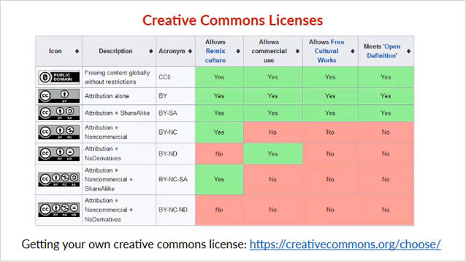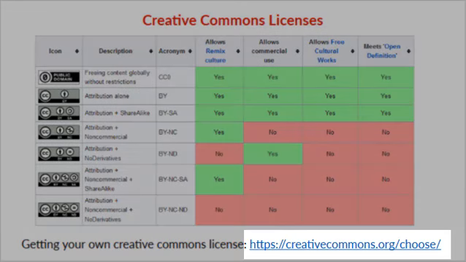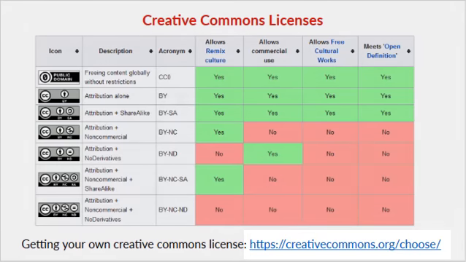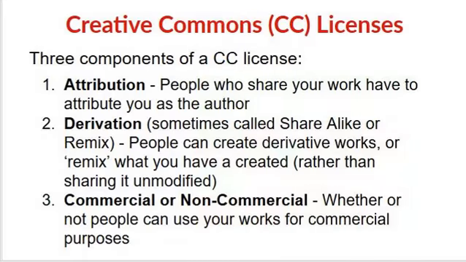This chart demonstrates the different licenses available. If you click on the website below, you will see the website where you can create your own Creative Commons license. When using resources with Creative Commons licenses, there are three components to keep in mind: attribution, derivation or share alike, and commercial or non-commercial use. The first component is attribution. In other words, people who share your work have to attribute you. Derivation, sometimes called share alike or remix, allows people to modify or share your work.